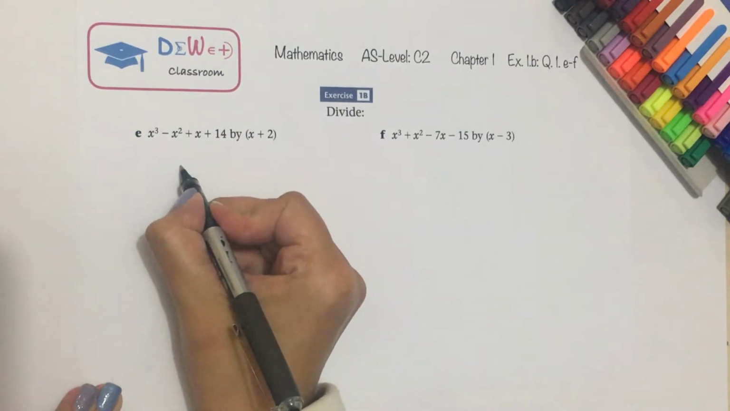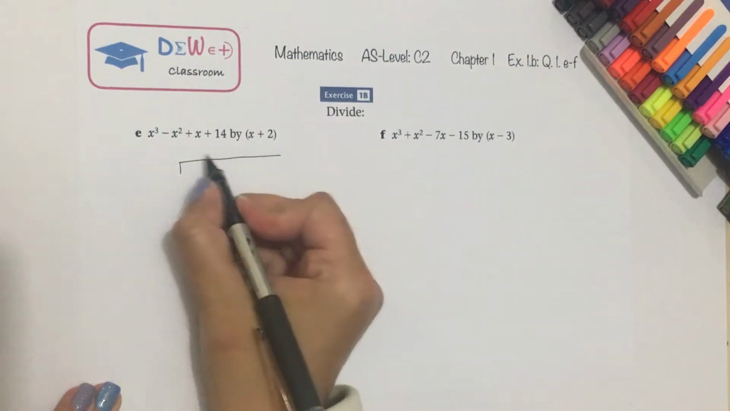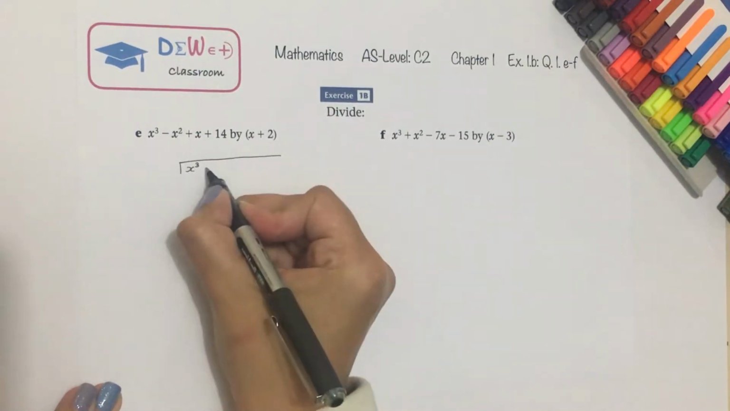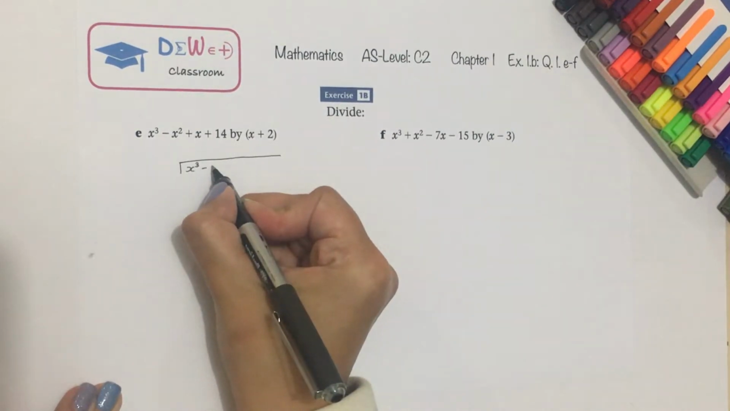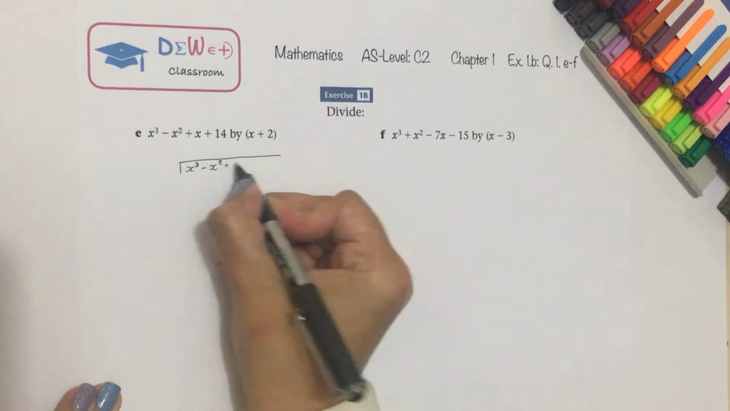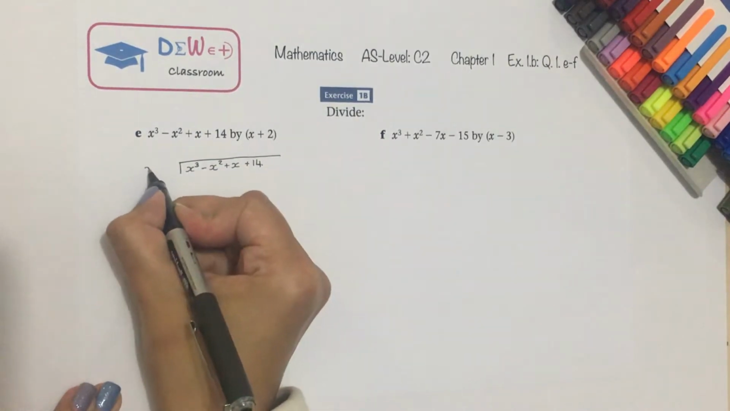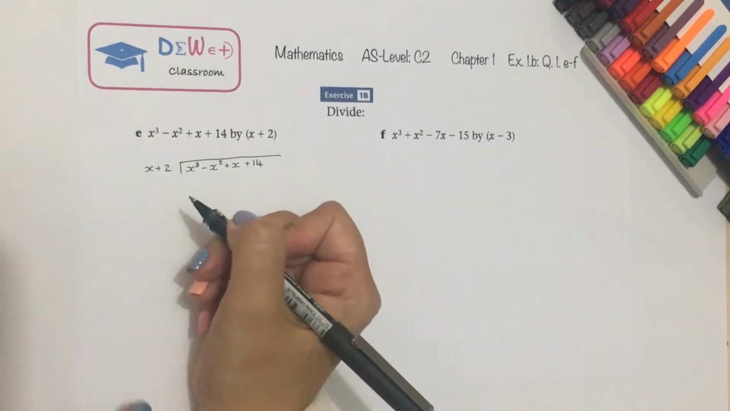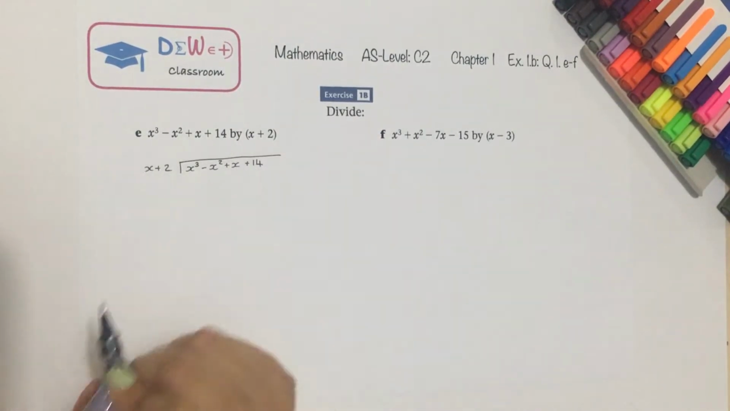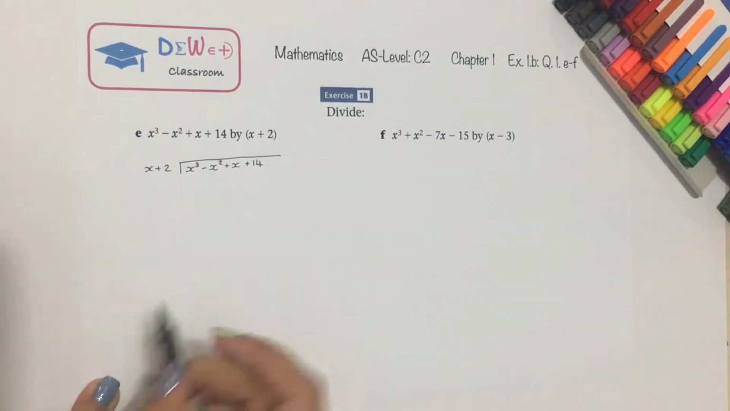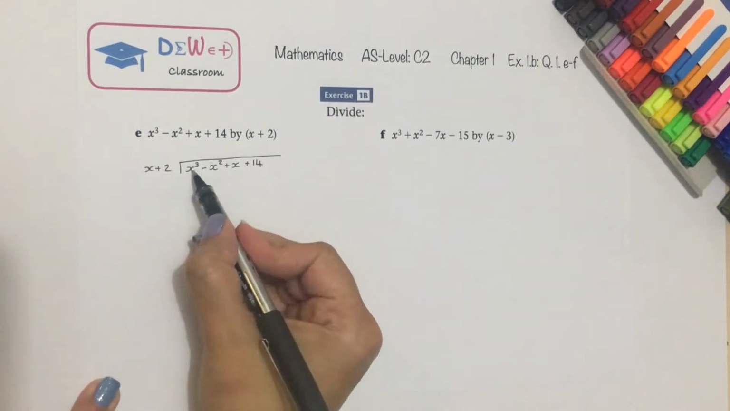Right, so we start off by rewriting the polynomial underneath the division. So x to the power of 3 minus x squared plus x plus 14, and we need to divide it by x plus 2. Right, so going up, we ignore the plus 2, and going down, we can't ignore the plus 2, just as a reminder.